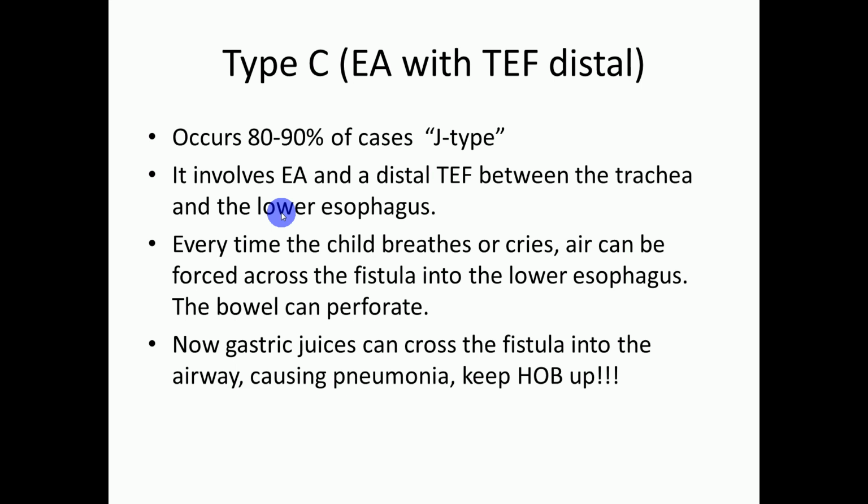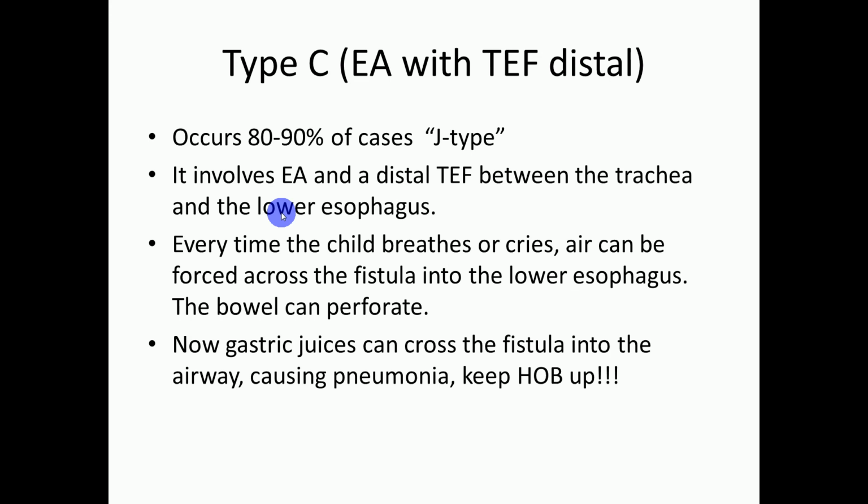Now a type C, an EA with a TEF distal, occurs in 80 to 90% of the cases. That's why we rarely see the other types, because they're almost all type C. It's also known as the J type. It involves an EA with a distal TEF between the trachea and the lower esophagus.